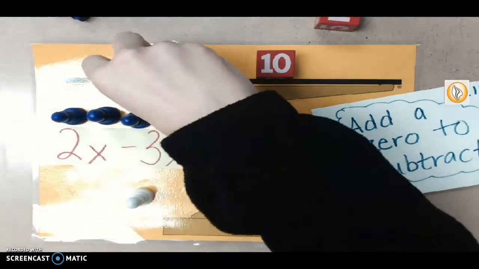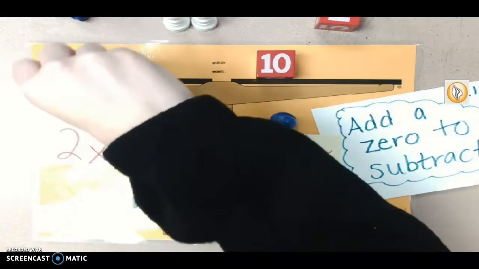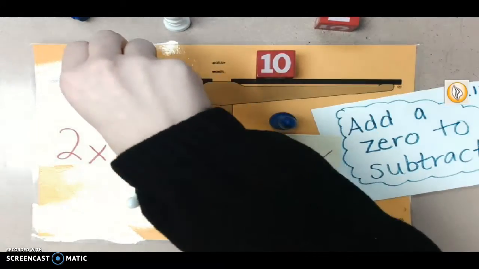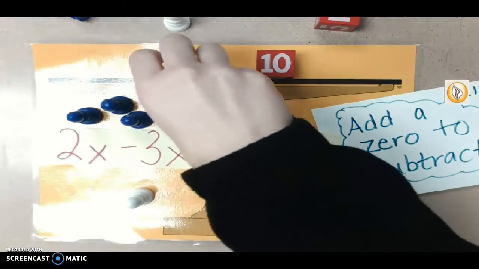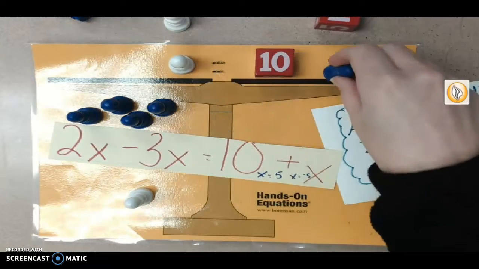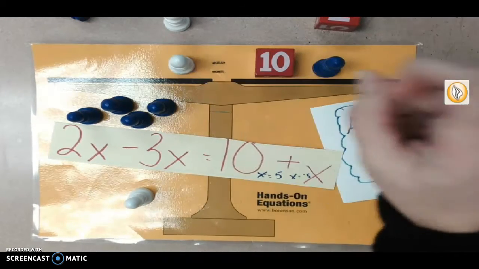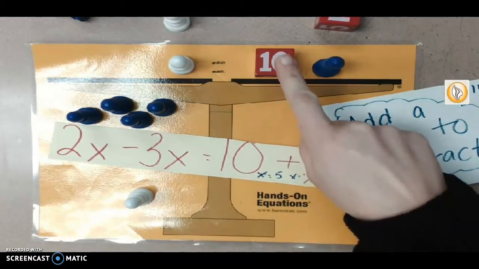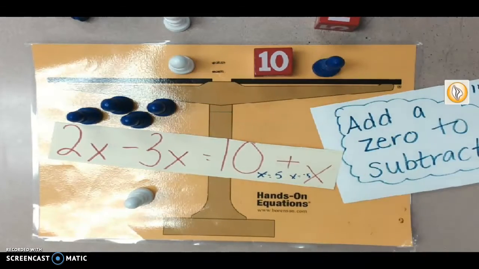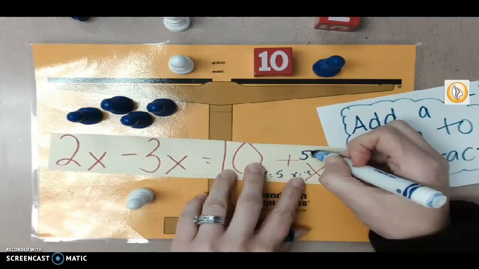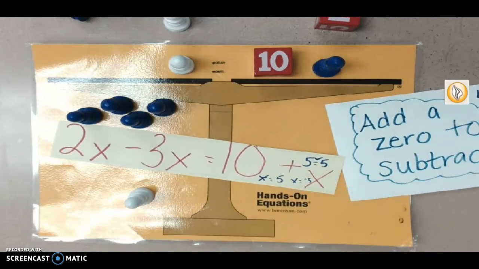I'm going to go ahead and set my equation back up. 2x's minus 3x's equals 10 plus x. And so on the left-hand side we have 5, and on the right-hand side we have 10 plus negative 5, which equals 5, and 5 equals 5, so this equation checks out.